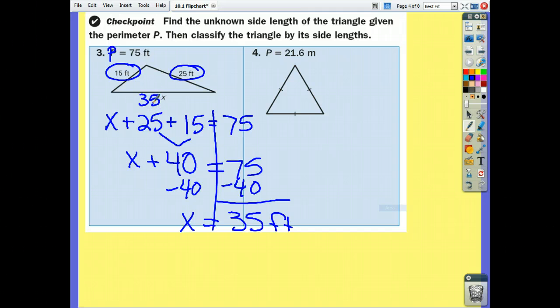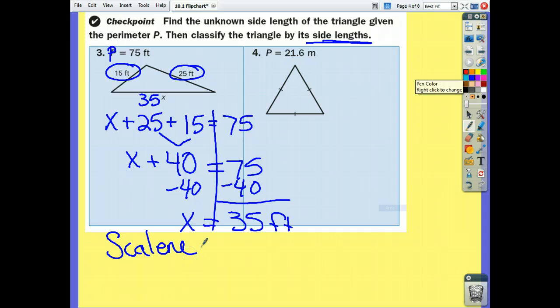Then it says classify the triangle by the side lengths. So now we have to classify it. Scalene, isosceles, or right? We have 15, 25, and 35, so therefore it is a scalene triangle.